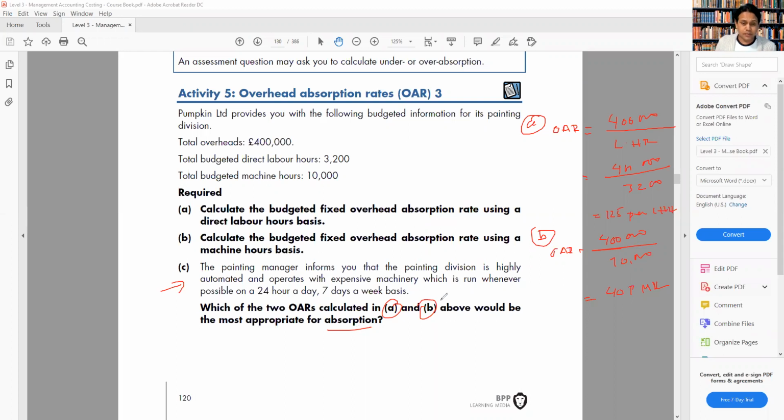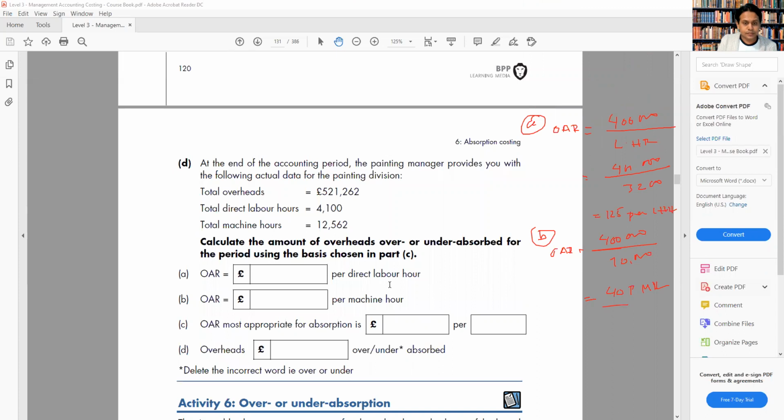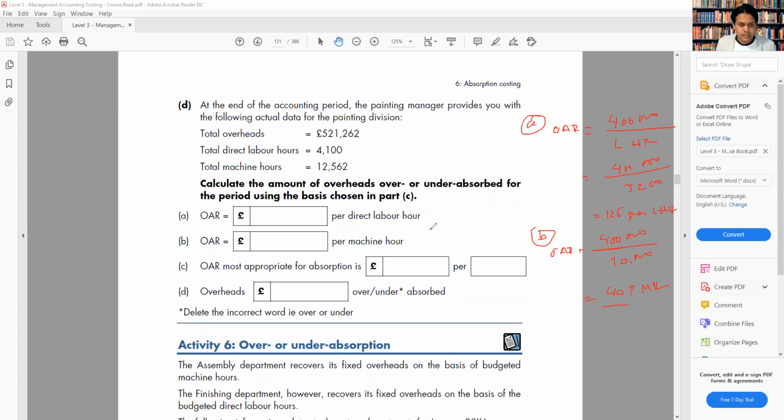So we understand it should be machine hour because the question said this company is heavily machine-based. So we'll go for B. We said machine hour, of course. That is 40 pounds per machine hour. So this is not difficult. Let's move on to the next requirement. So this you already calculated. Number one is 125 per labor hour. We have calculated that already. This is 40 per machine hour. So the most appropriate will be 40 per machine hour. This is number C. We have already done.